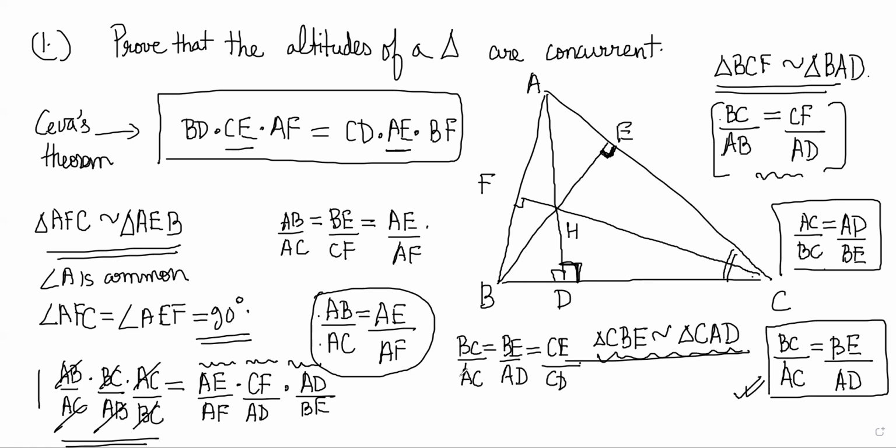So AC by BC would be CD by CE. So instead of AC by BC, I will write here CD by CE. So now what am I getting? I'm getting CD times AE, and I don't have a BF. So I have to do a similar change of the ratio here.